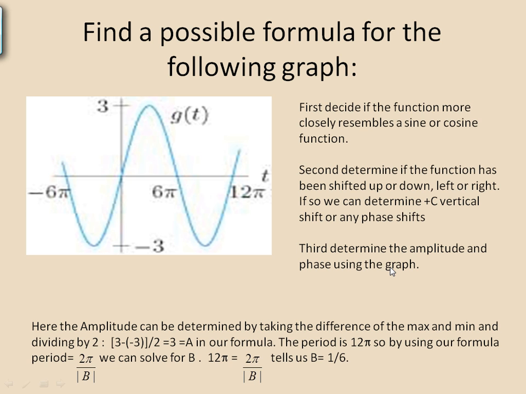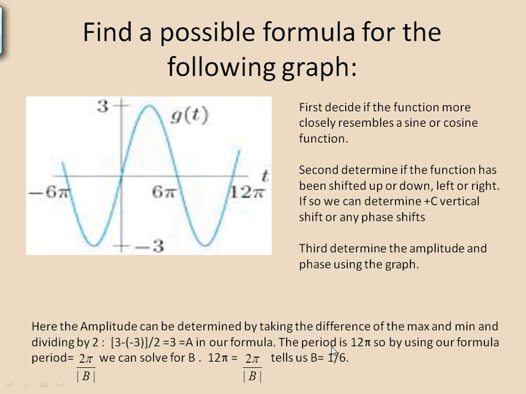So here we start with the amplitude. What we're going to do is take the difference of the max and the min and divide by 2. So our maximum value here is 3. We'll subtract off -3, our minimum, and divide by 2. 3 minus -3 is 6, divided by 2 is 3. So our amplitude A is going to be 3.